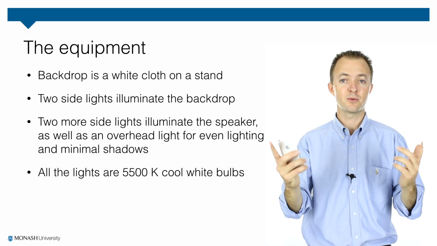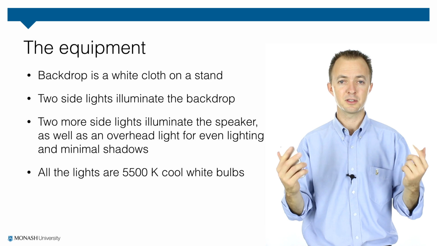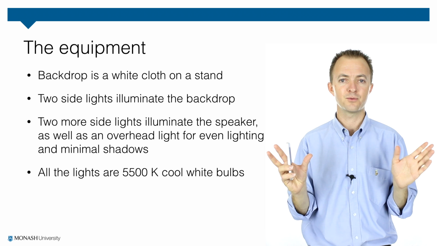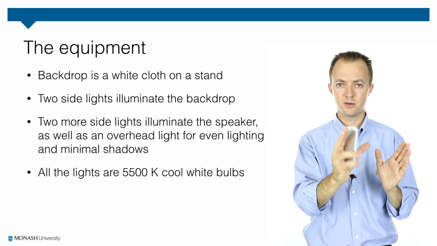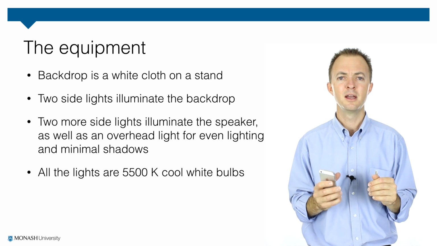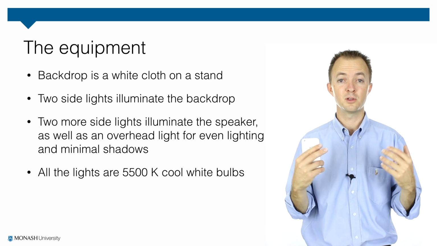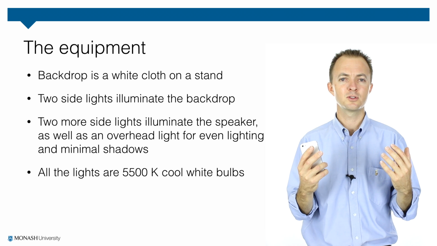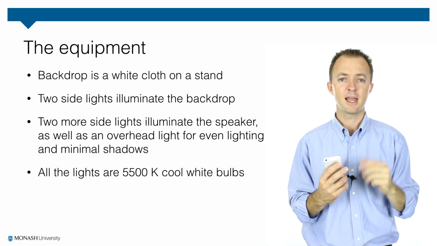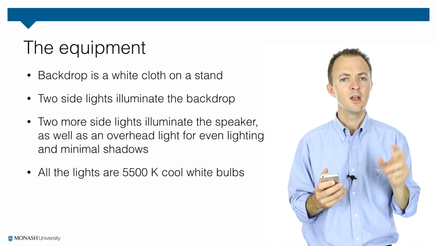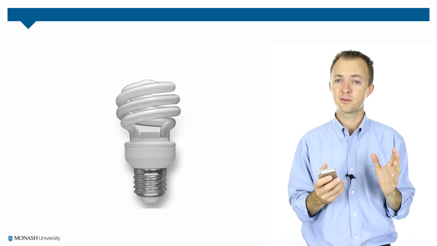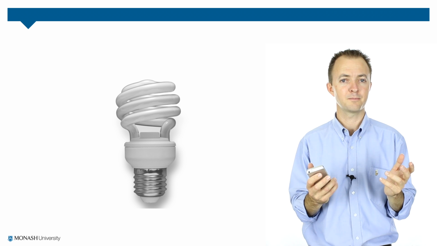In front of me, to my right and left, are two more lights on the sides. They're identical to the ones behind me, and they're for illuminating me. Ideally, it would be good to have them at about 45 degrees to a center line to the camera here. This room's a little bit too small, so they're a little bit closer to the camera, but they still do the main job, which is to illuminate me and make sure there's not too many shadows. And to help out with that, I additionally have one extra light, which is up above me, and that's shining down. All of the lights, the bulbs inside these stands are 5,500 Kelvin cool white color bulbs.